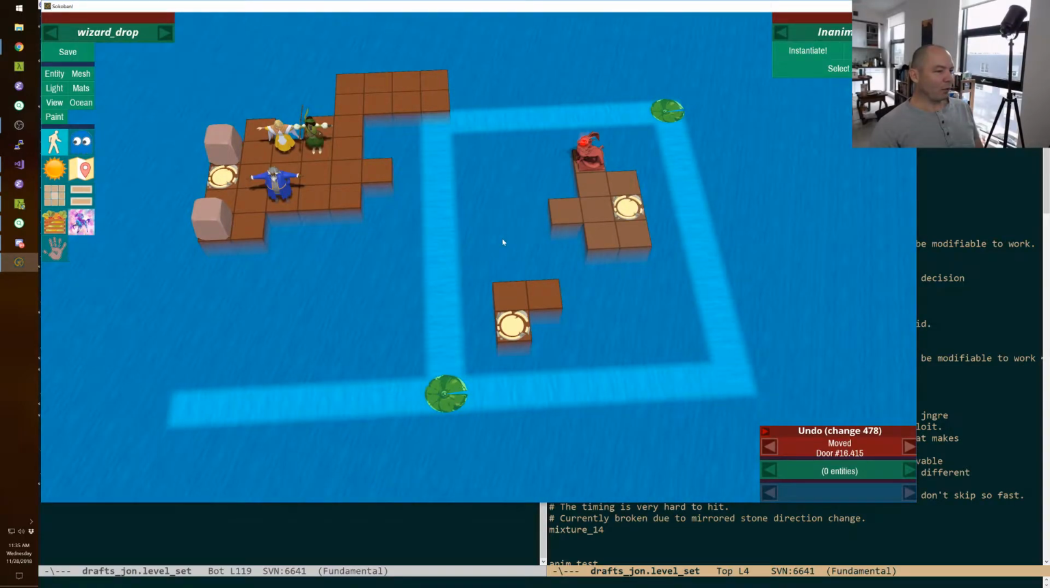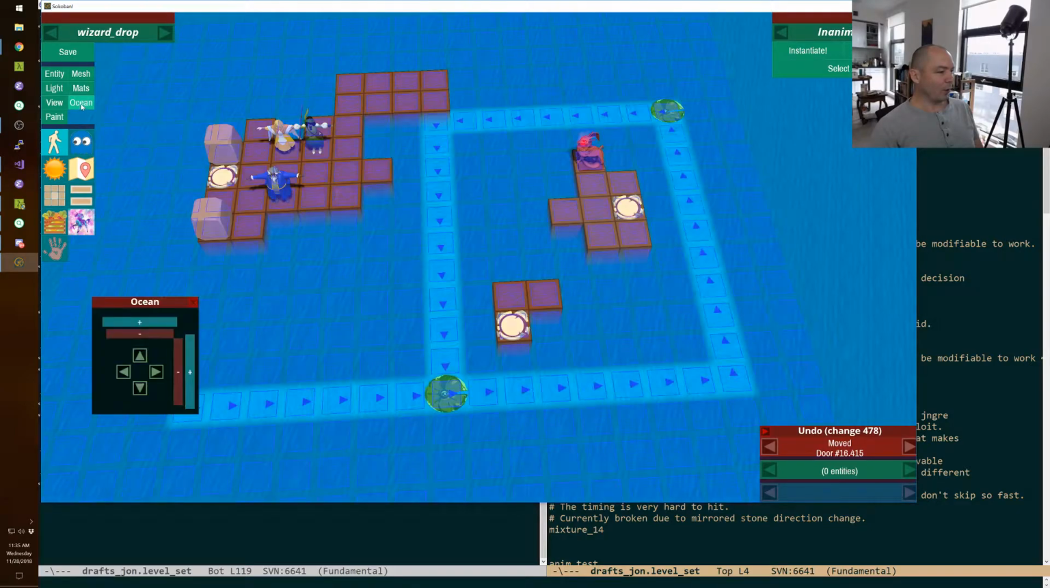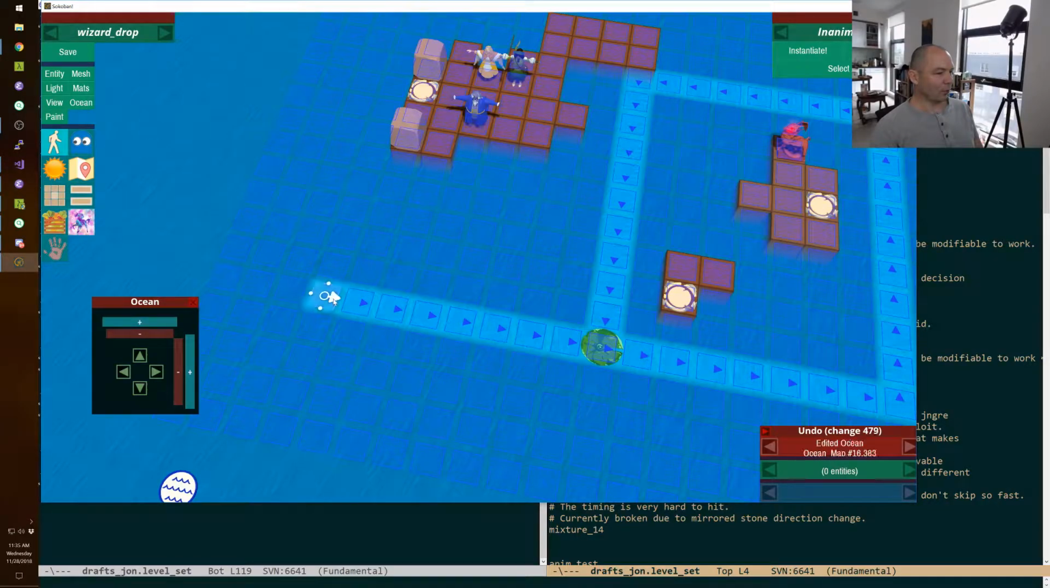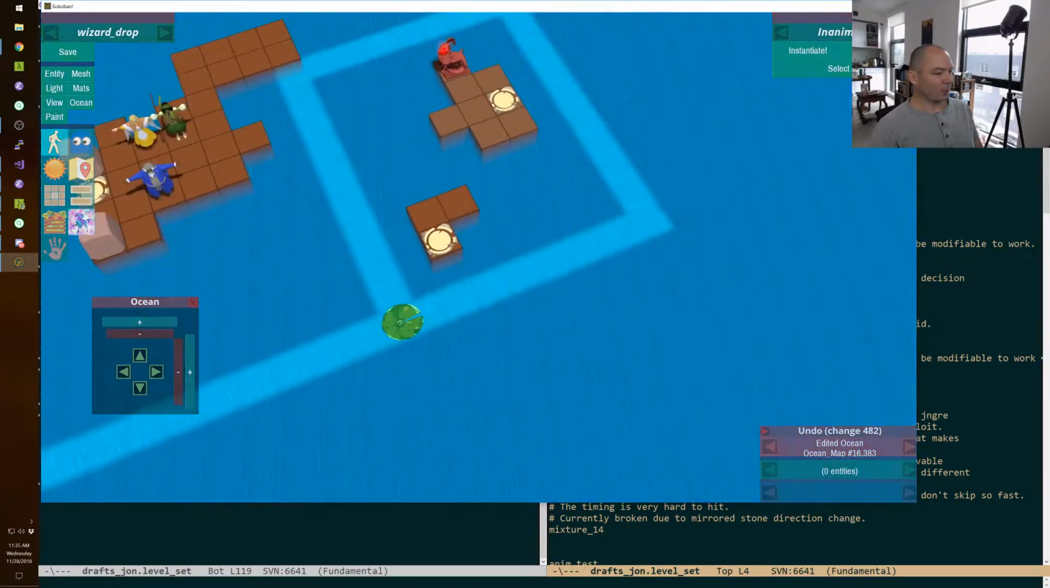So I feel like this level's complicated enough that there may be some way to exploit it and totally break it. You know what I'm saying? So that's something to worry about.